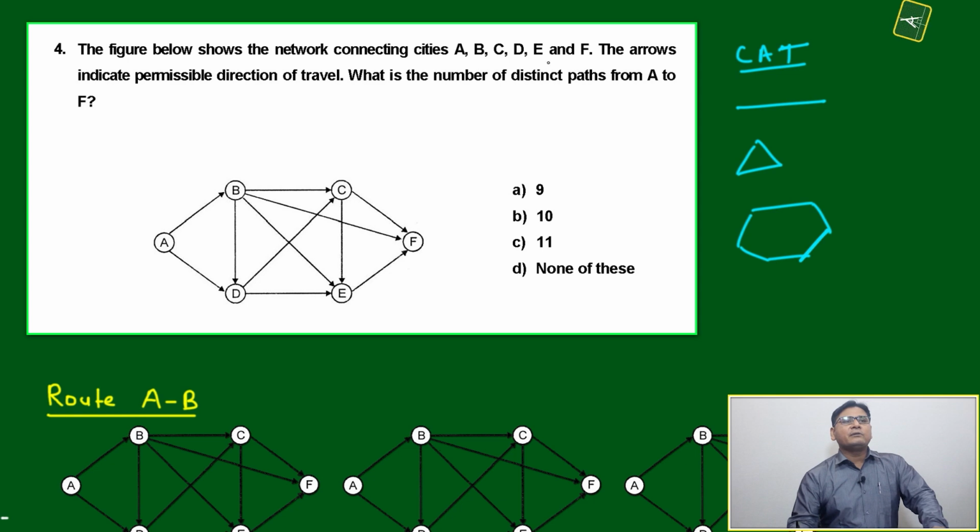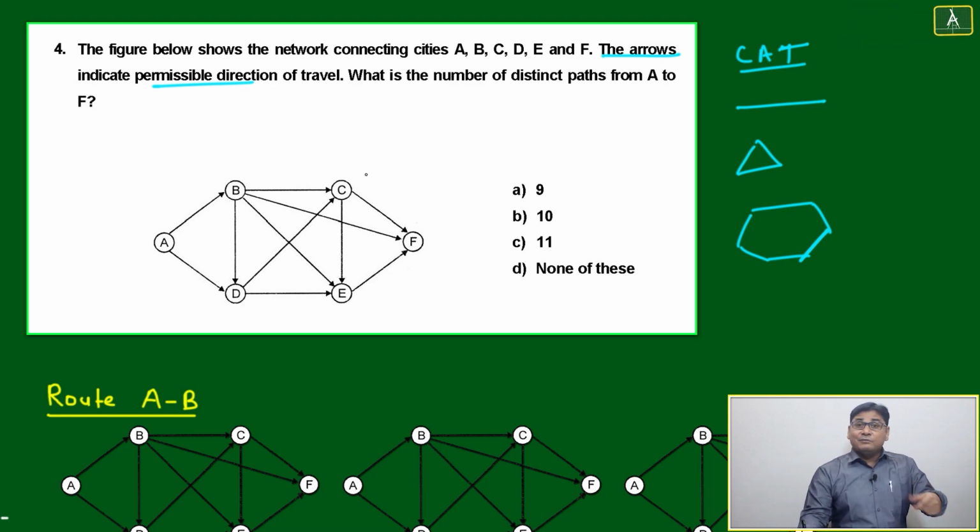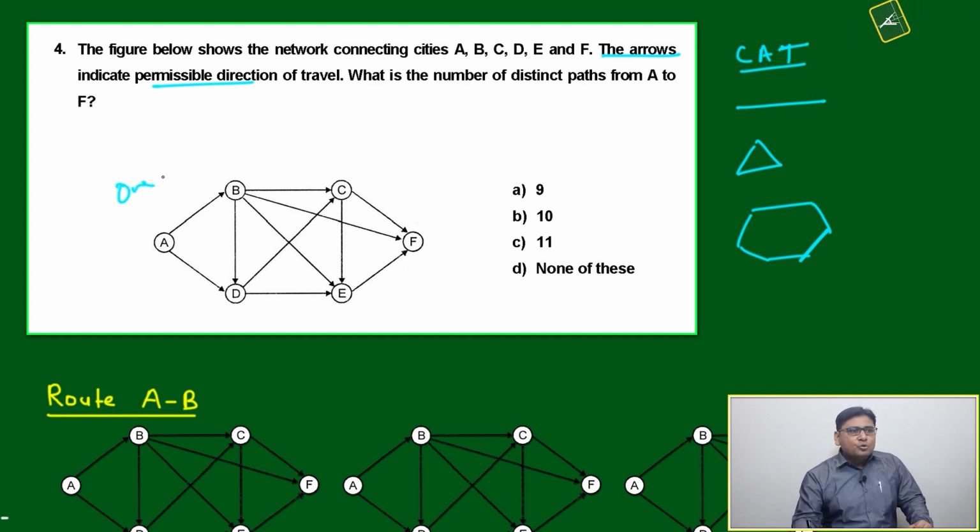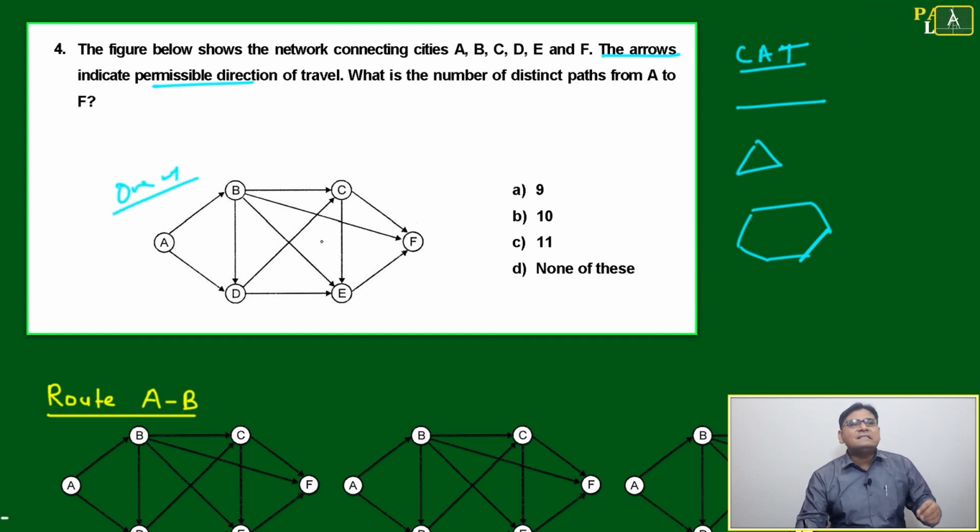Let's read the question. The figure below shows the network connecting A, B, C, D, E, F. The arrows indicate the permissible direction of travel, meaning only that direction is permitted. In the reverse direction you cannot come, like a one-way route. Here all the routes are one way. Not a single route is two way. That is one kind of advantage, and also one kind of disadvantage.